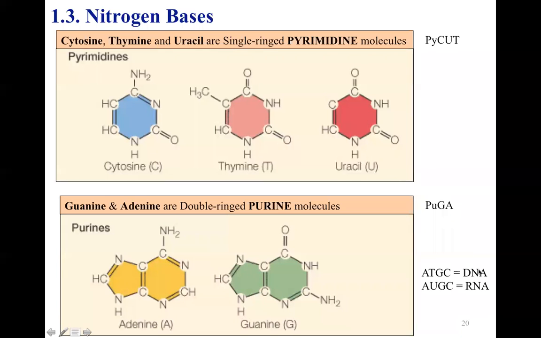In case of DNA, out of these 5 nitrogen bases, A, T, G, C are present in DNA, whereas A, U, G, C is present in RNA. That means a thymine molecule is absent in RNA, whereas uracil molecule is absent in DNA. This is very, very important. A, G, C are common, whereas T and U are unique to DNA and RNA respectively.